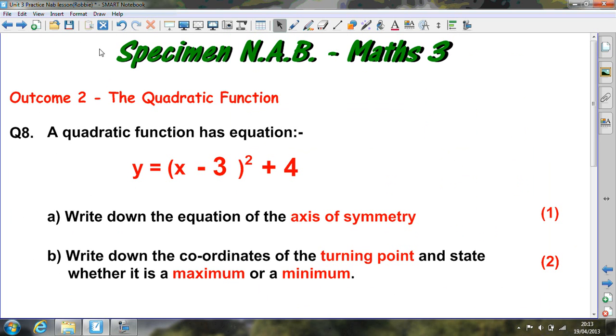And write down the coordinates of the turning point. Well, it's forwards 3 and up 4, so 3, 4. And it's a minimum because this is a positive bracket, not a negative. So to recap, your axis of symmetry is x equals 3, and your turning point is 3, 4, and it's a minimum.